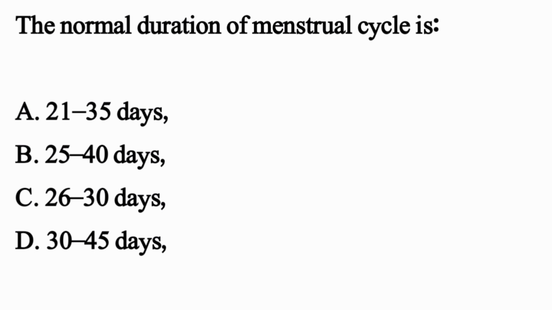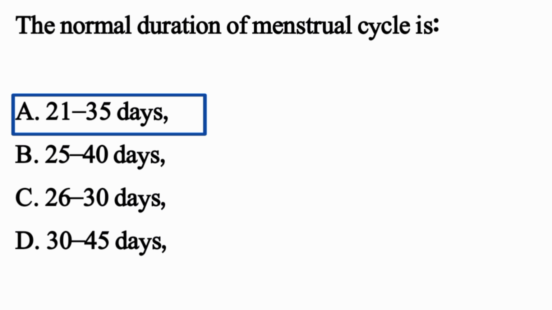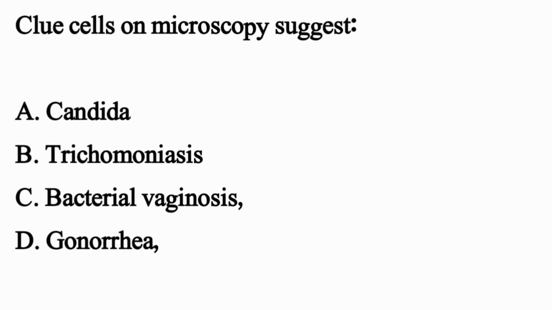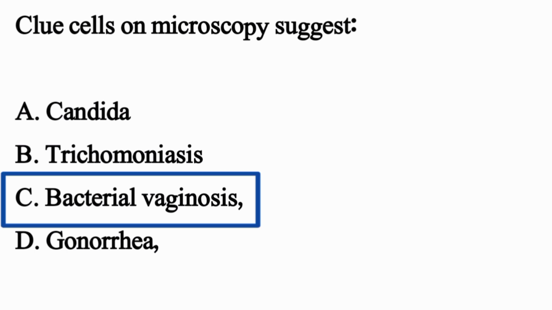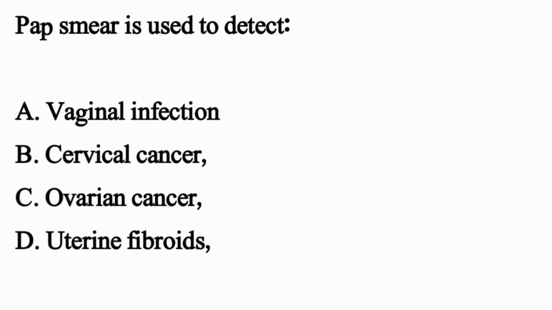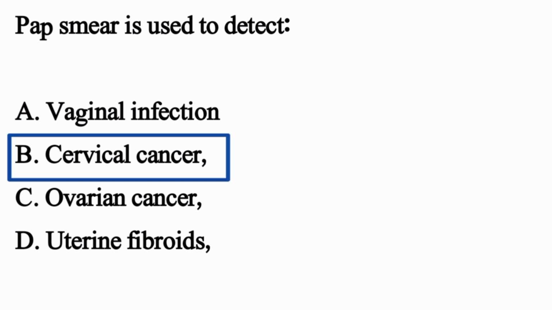The normal duration of menstrual cycle is. The right option is option A. 21 to 35 days. Clue cells on microscopy suggest. The right option is option C. Bacterial vaginosis. Pap smear is used to detect. The right option is option B. Cervical cancer.